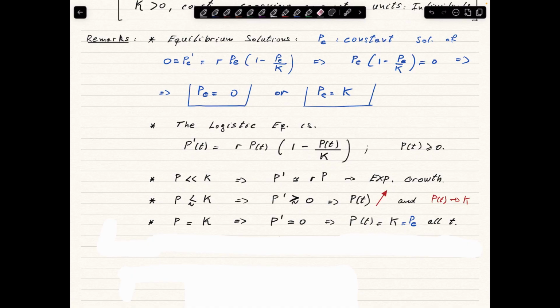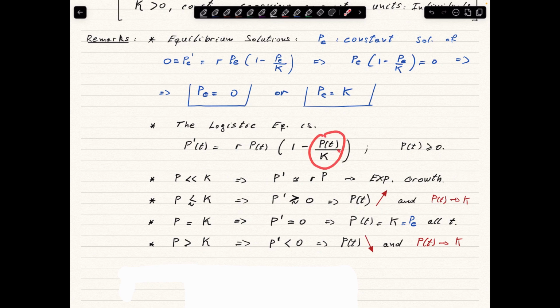Alright, and what happens when the population is bigger than k? Suppose we have an initial condition that the population is 3 times larger than this constant k. Well, then this factor here is gonna be bigger than 1. 1 minus that is gonna say that this is negative. So the derivative is gonna be negative, which means that the solution is going to be decreasing, and we are going to approach k from higher values.